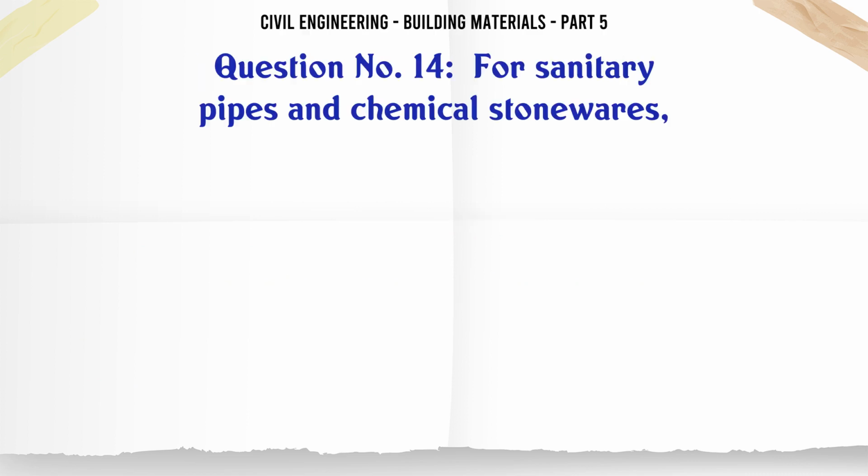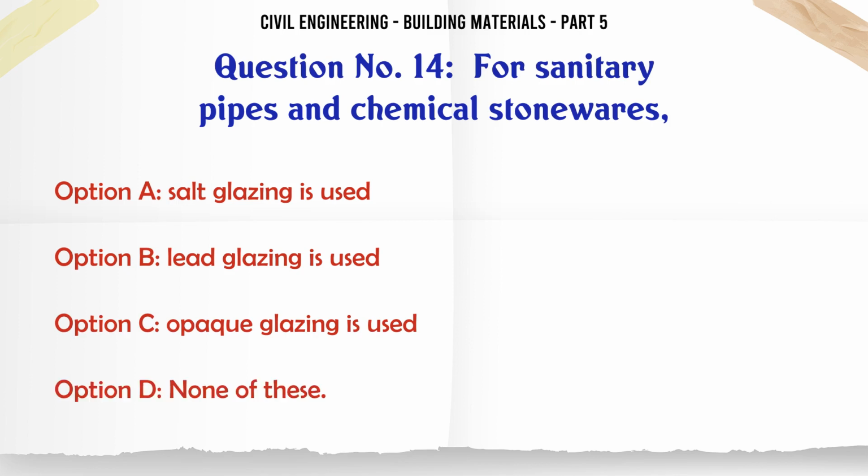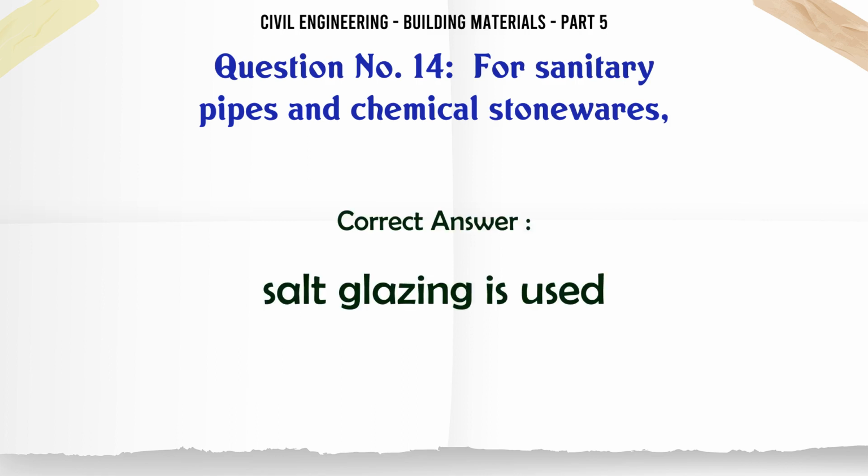For sanitary pipes and chemical stonewares, A. salt glazing is used, B. lead glazing is used, C. opaque glazing is used, D. none of these. The correct answer is salt glazing is used.